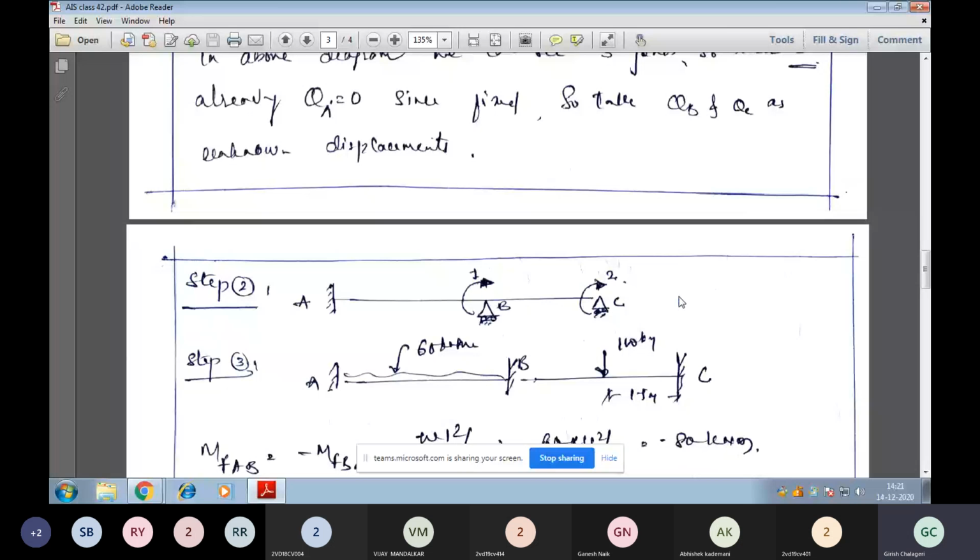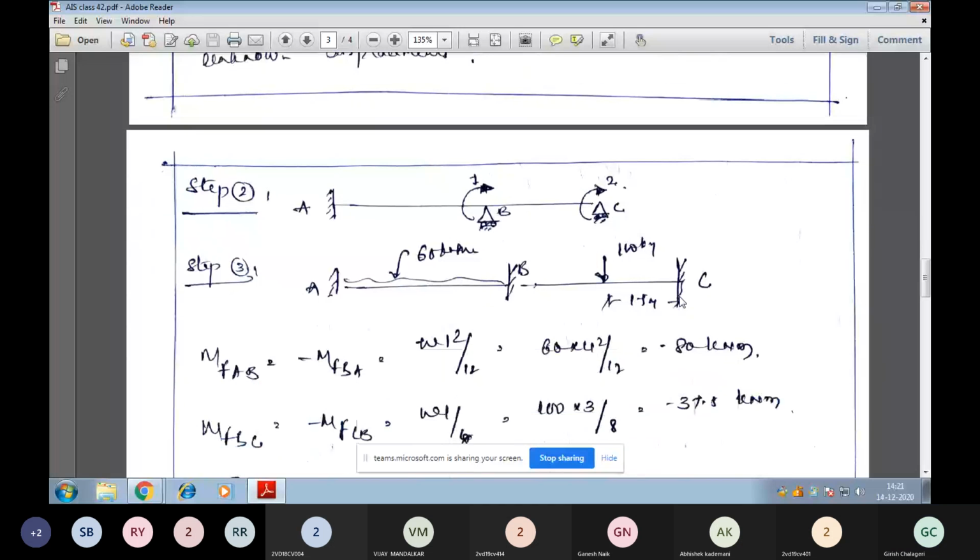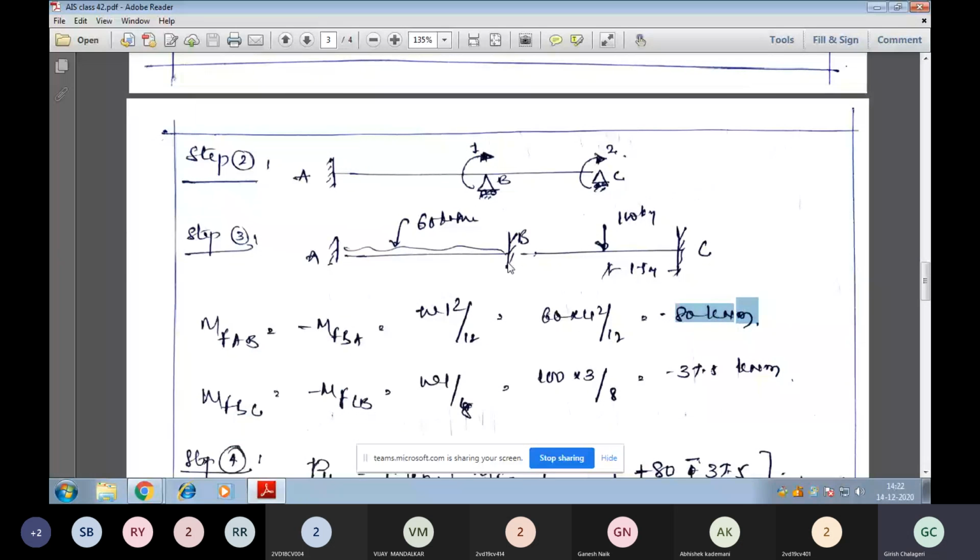Then next comes the third step. Assume individual beams as split into simple fixed-end members and find the fixed end moments. So member AB with a span of 4 meters and a 60 kilonewton per meter load over the entire span. The fixed end moment at AB will be minus WL square by 12. W is 60 and L is 4 here. Substituting the values, we get minus 80 kilonewton meter as the moment at joint A for member AB. Similarly, the moment at joint B for member BA will be plus 80 kilonewton meter.